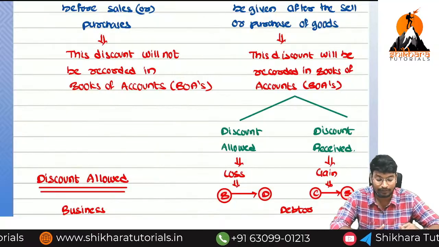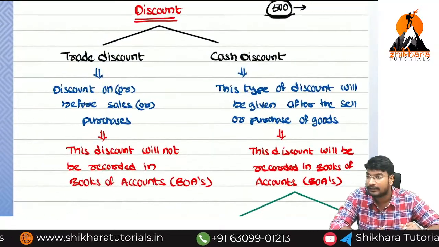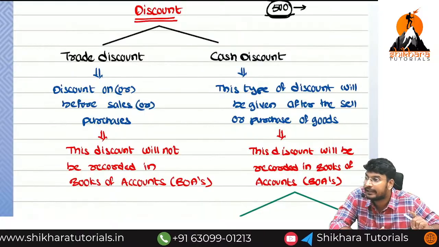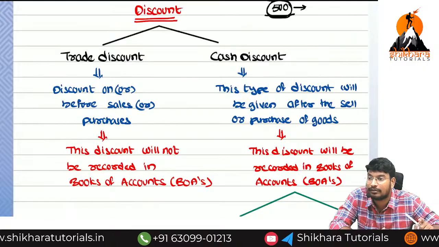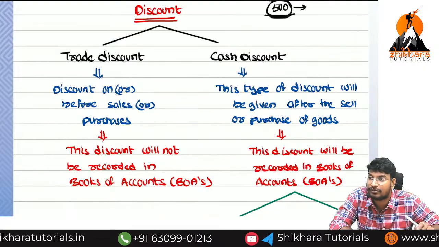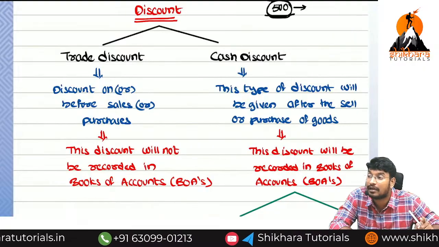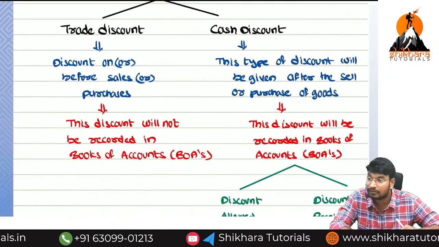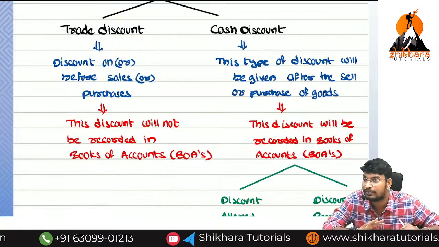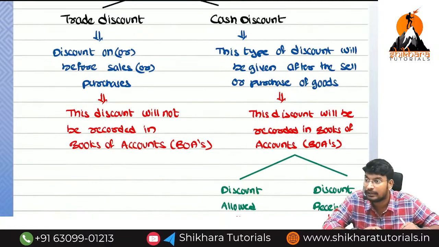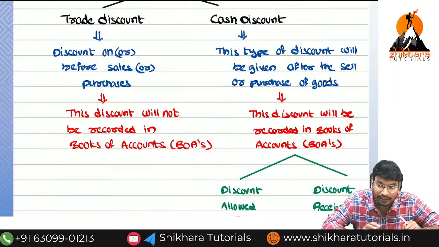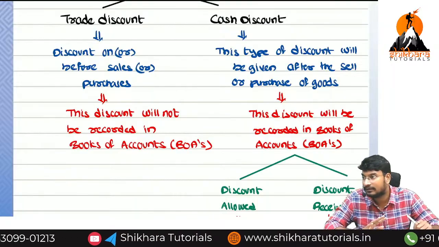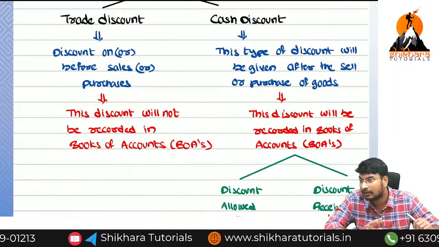So this is how we have completed the discussion of discounts. How many types of discounts are there? Two types: trade discount and cash discount. What is the meaning of cash discount? After or before? After. Trade discount means on or before the purchase or sale of goods. The trade discount no need to record in the books of accounts, but the cash discount we need to record in order to identify the correct profit or loss. Are you getting the point? This is how we have completed the discussion of discount allowed and discount received.